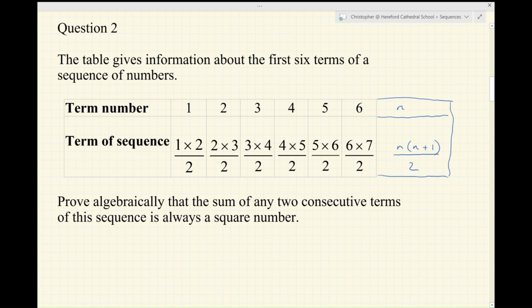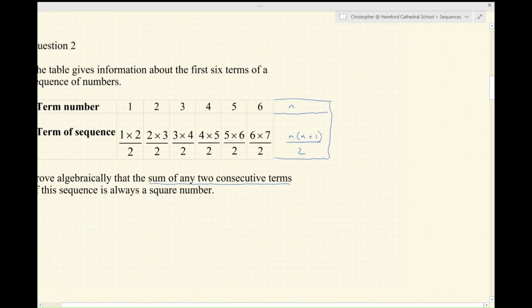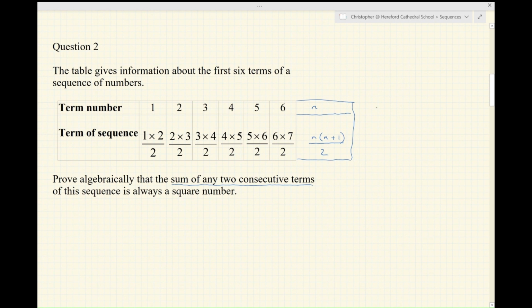And we're proving algebraically that the sum of any two consecutive terms, so we're going to need to know the generalized form of the next term as well, so the n plus 1th term. Well, if the nth term is n lots of n plus 1 over 2, then the n plus 1th term is going to be n plus 1 times n plus 2 over 2. So there's an expression for two consecutive terms, the nth term and the n plus 1th term.